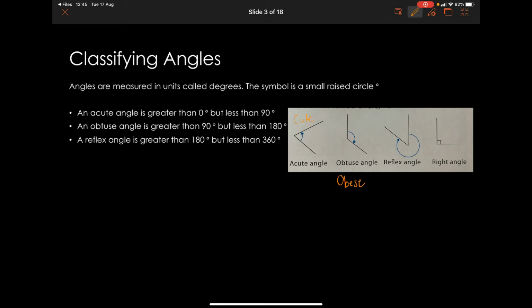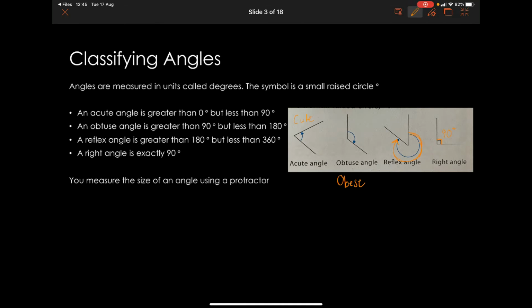A reflex angle is greater than 180 but less than 360. So your reflex angle makes it go all the way around like this. You can remember that like a reflex, like your elbow has a reflex if you hit it on the funny bone. And then your right angle is exactly 90 degrees, which is what this little corner shows. So those are your four main types of angle that you must know off by heart.